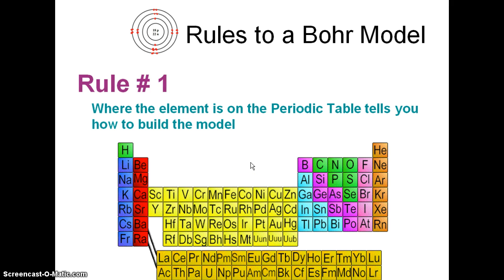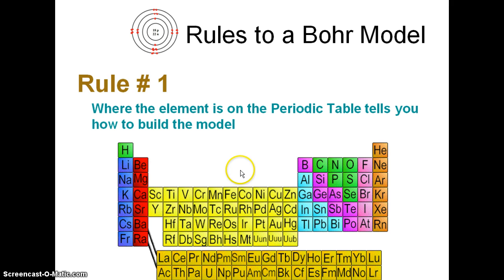All right, so rule number one, copy this down. Rule number one, where the element is on the periodic table tells you how to build the model. So that's one of the cool things about the periodic table. It sort of guides you into the Bohr model. So it's also another reason why the periodic table has got that funky shape to it. All right, so where the element is on the periodic table tells you how to build the model.